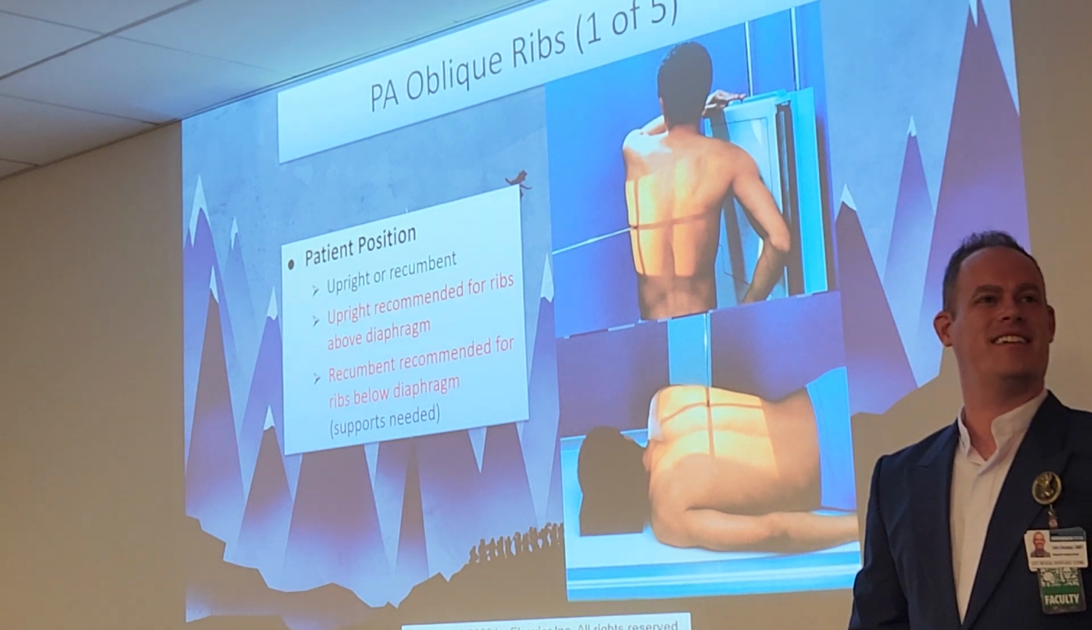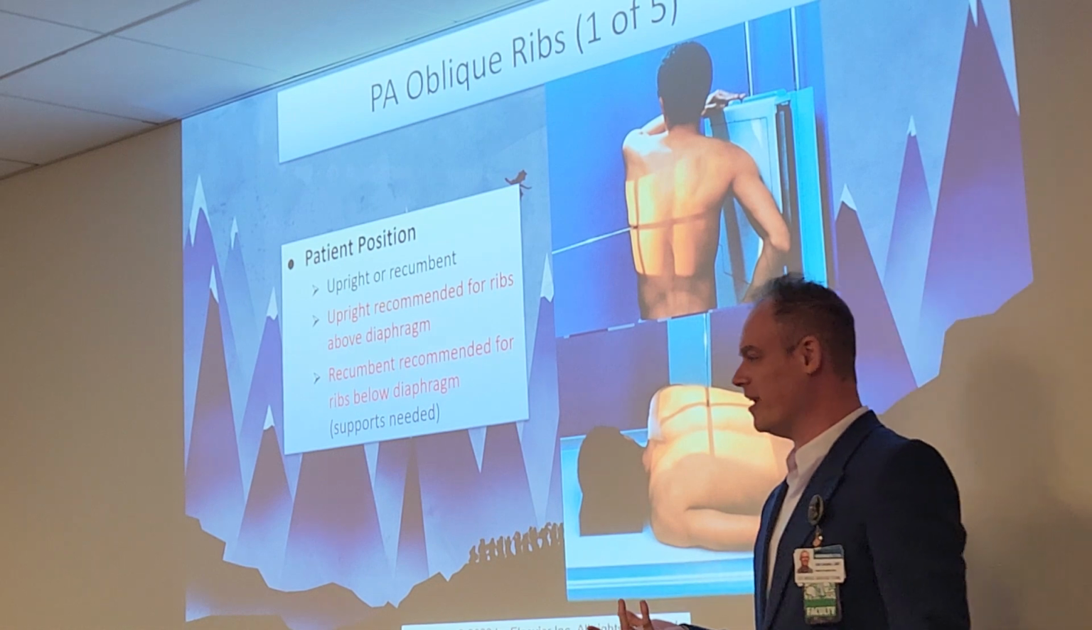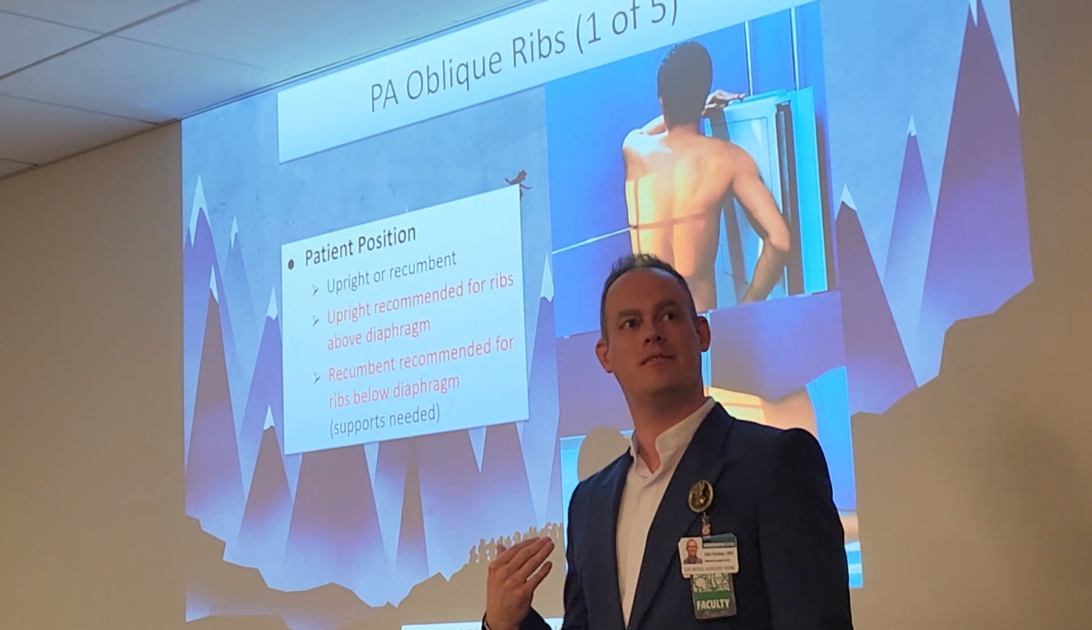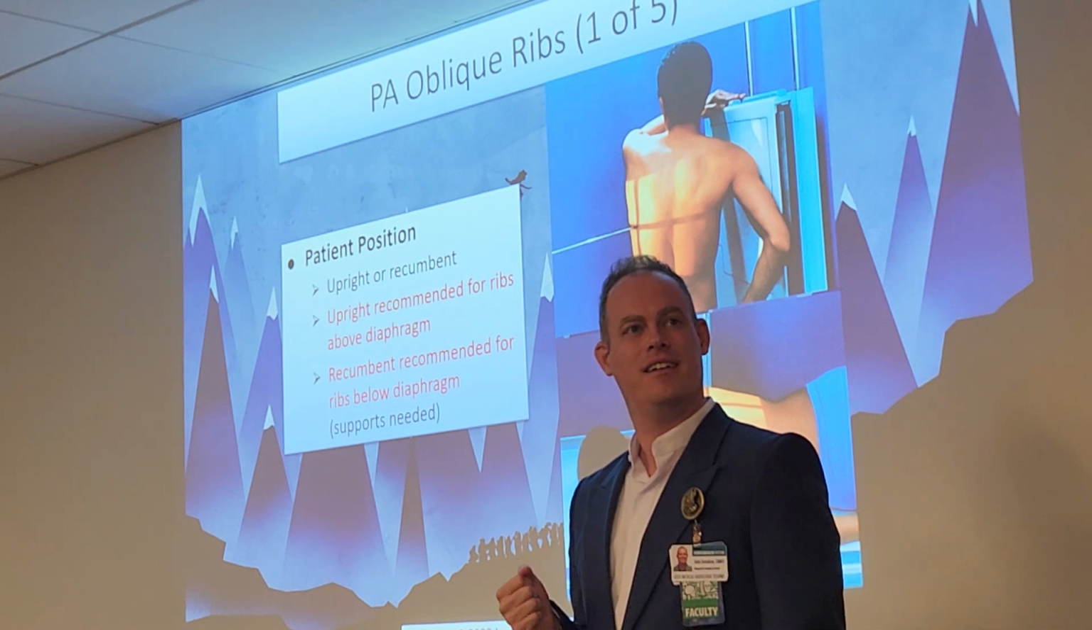So RPO shows the right posterior ribs, and that's going to have the right posterior surface touching the IR.